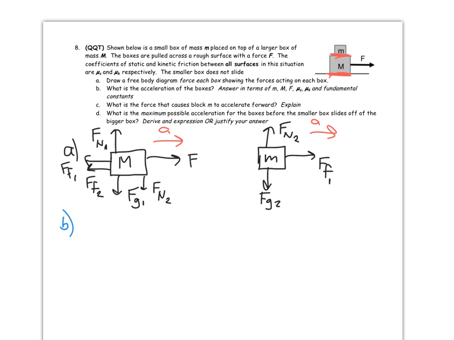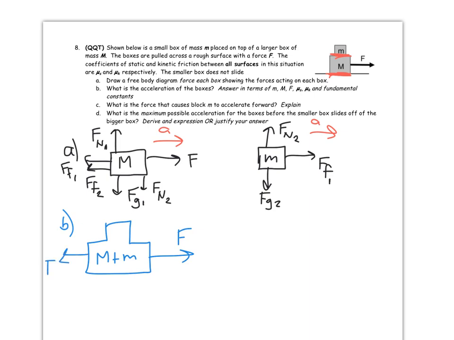Second question is, what is the acceleration of the two boxes? I could take these two free body diagrams that I just had, but I think the easier thing to do is actually just to treat this as a system. So I'm going to do that very thing. I'm going to think about the forces that are acting on the combination of the two boxes, and that means it's going to be F, okay, that force pulling it.